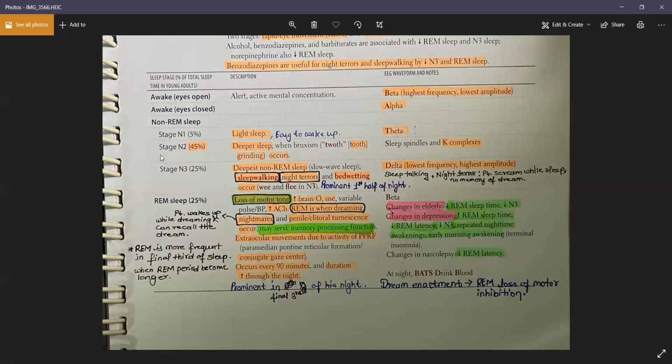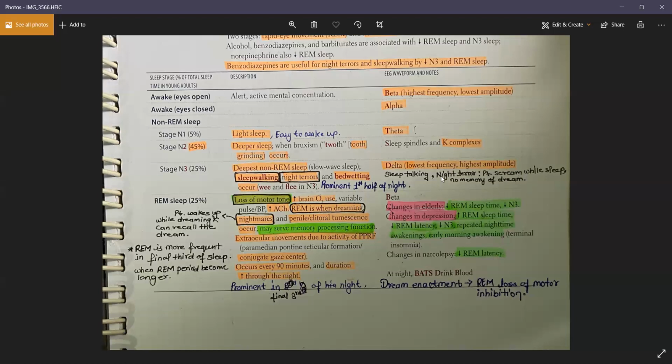Okay, sleepwalking is done in the N3 sleep, but you do not have any memory of the sleepwalking. Bed wetting is done, but you do not know why you did the bed wetting because you don't have any memory of that. Note that it is prominent in the first half of the night, and then it will start decreasing. Patients will scream while sleeping, but they do not have any memory.